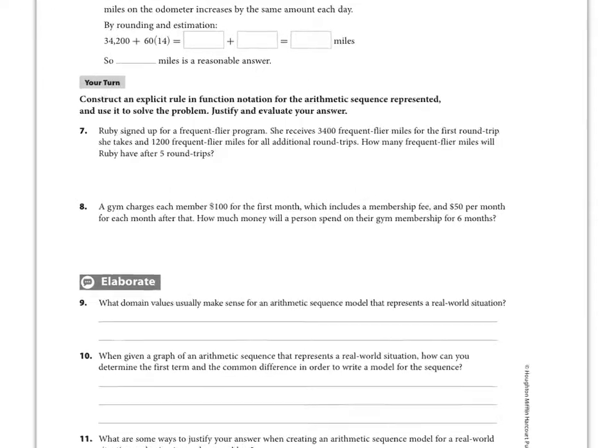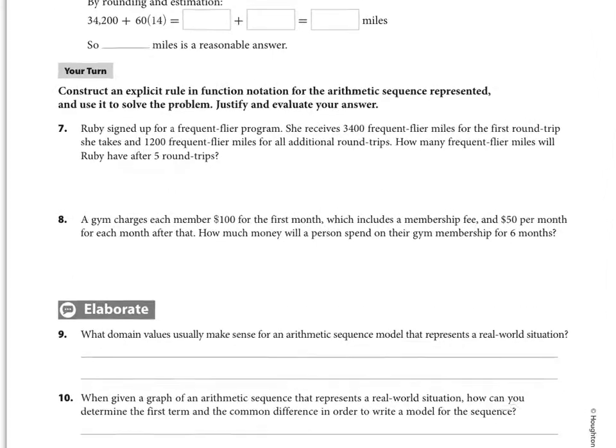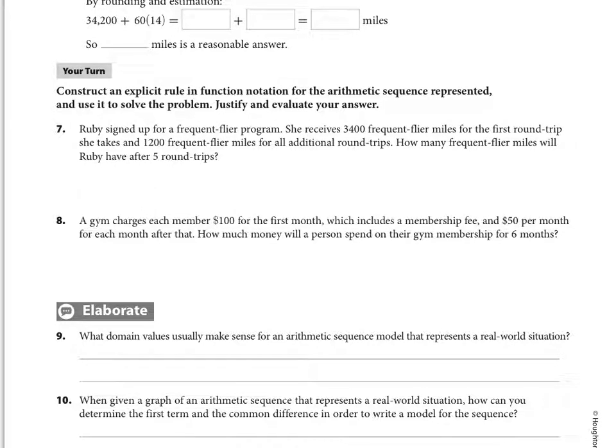And your turn number 7. Construct an explicit rule in function notation for the arithmetic sequence represented and use it to solve the problem. Justify and evaluate your answer. So Ruby signed up for a frequent flyer program. She receives 3,400 frequent flyer miles for the first round trip, and she takes 1,200 frequent flyer miles for all additional round trips. How many frequent flyer miles will Ruby have after 5 round trips?